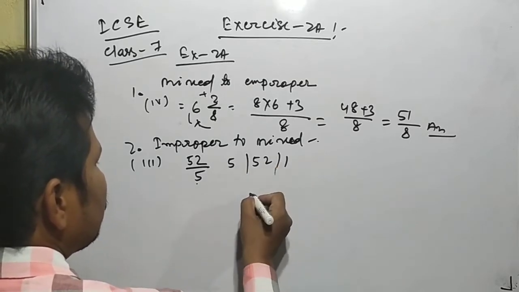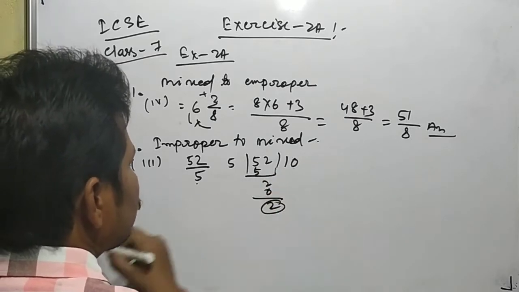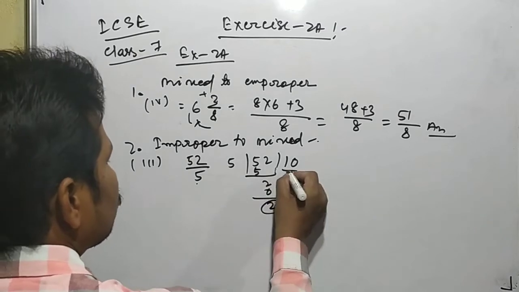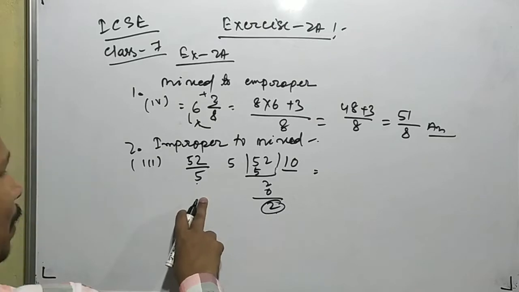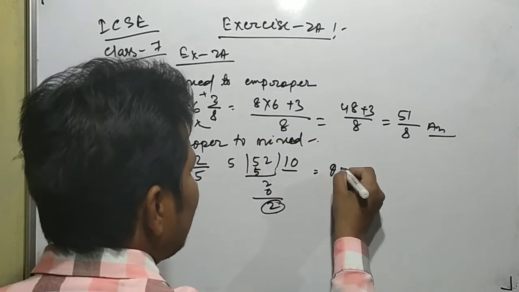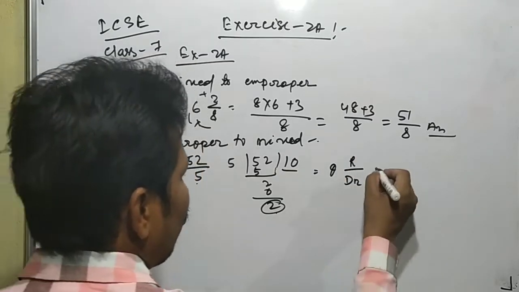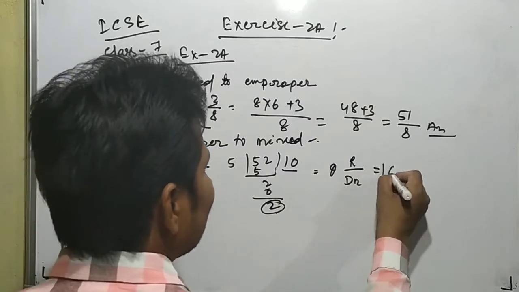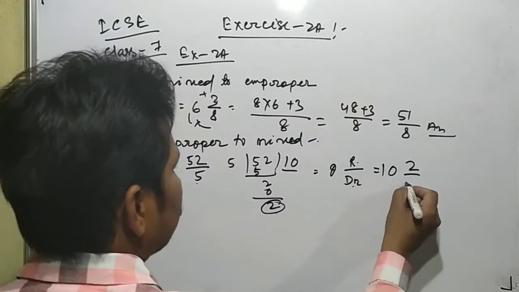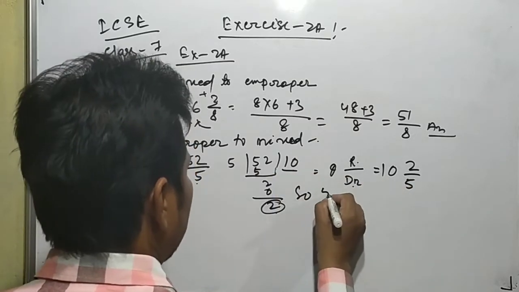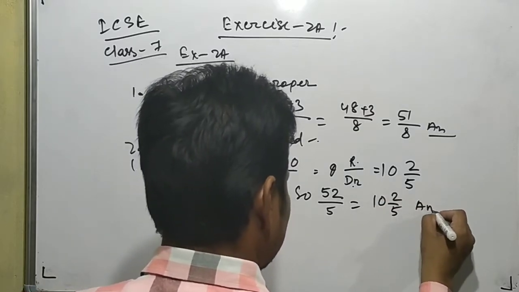So our divisor is 5: 5 ones are 5, again 2. So remainder is 2. That means here the quotient is 10 and the remainder is 2. How can we convert this improper fraction to mixed? Here we write the quotient, then the remainder, then the divisor. So our result: quotient is 10, remainder is 2, divisor is 5. So 52 by 5 is equal to 10 2 by 5. Answer.